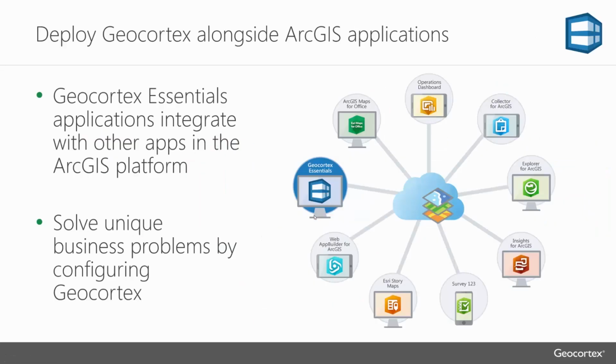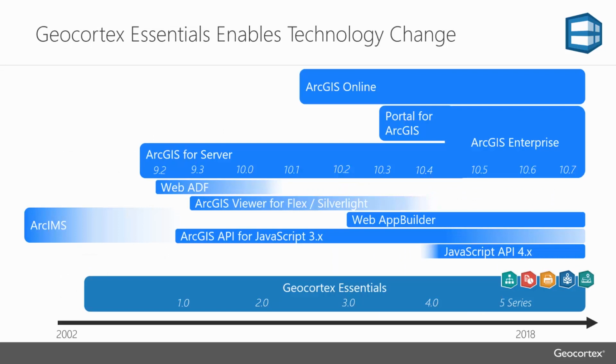The idea here is that you can deploy Geocortex alongside other ArcGIS applications that you have that are also consuming web maps. Collector, Operations Dashboard, and Web App Builder can all be used alongside Geocortex Essentials. We've built Geocortex Essentials to allow our customers to enable technology change. Whether you've been building directly against ArcGIS Server, or you've started to work with ArcGIS Online or ArcGIS Enterprise, Geocortex Essentials has technology for you to integrate with the entire ArcGIS platform.